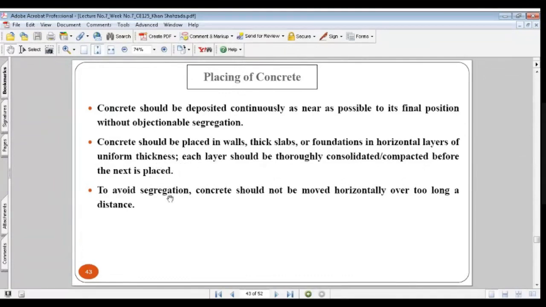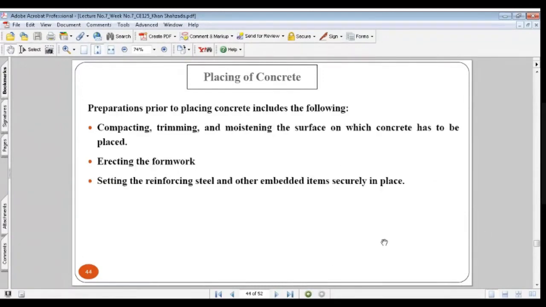To avoid segregation, concrete should not be moved horizontally over too long a distance. If you are depositing concrete over here and then moving it over this distance or maybe more, then it will get segregated. So you have to avoid the movement of concrete on the ground to avoid segregation. The next is preparation prior to placing concrete, which includes the following.